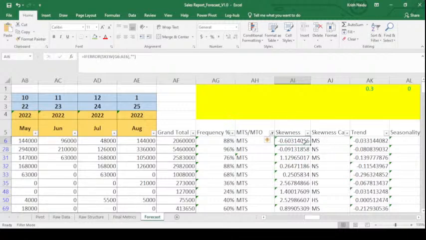There is a very simple, straightforward formula in Excel called SKEW, which we need to use to calculate the skewness.